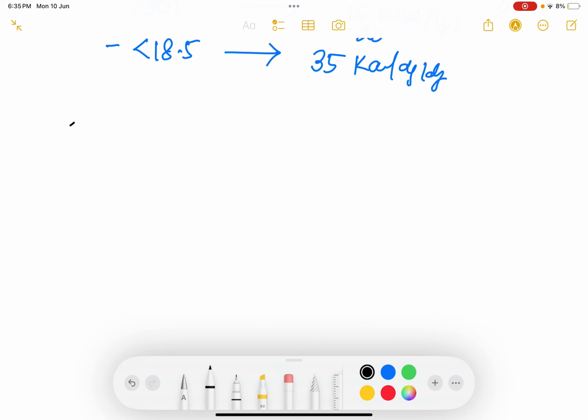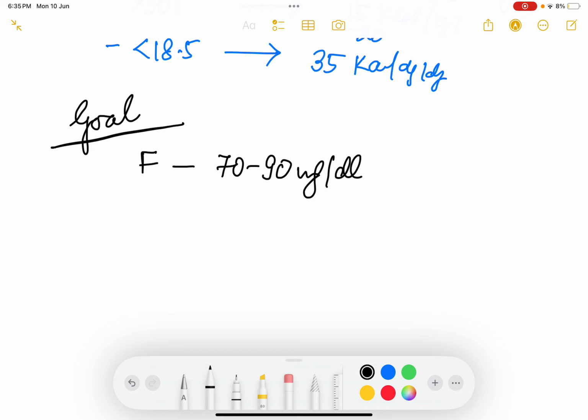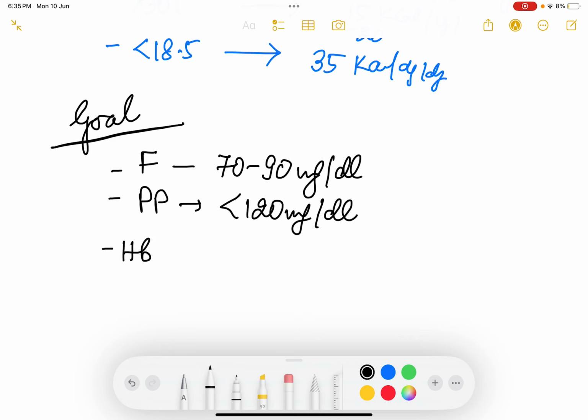So after giving MNT, what is our goal for the patient? हमारा goal क्या है, कितना कम करना है हमारा sugar? Our fasting goal should be between 70 to 90 milligrams per deciliter. Fasting should be below 90 milligrams per deciliter, which is the goal we will be keeping. Then our postprandial blood sugar should be less than 120 milligrams per deciliter, and HbA1c of less than 6.5%. This is the goal which we are keeping.